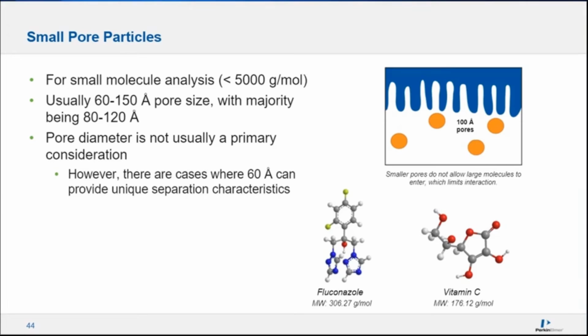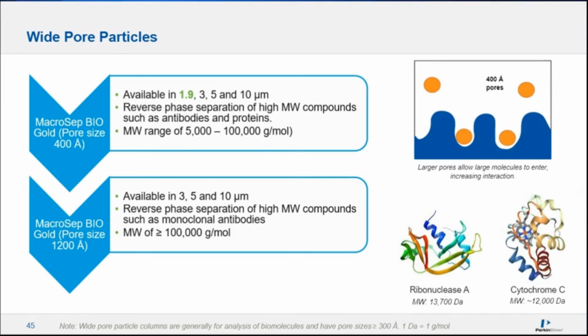So for small pore particles, let's say pore sizes between 60 and 150 angstroms, pore diameter is not usually a consideration. However, 60 angstrom pores in some cases can provide unique separation characteristics. Where pore size is very important is for larger molecules greater than 5,000 molecular weight. These molecules are too large to enter the pores of, let's say, a 120 angstrom particle, but they can enter the pores of a 300 or 400 angstrom particle.